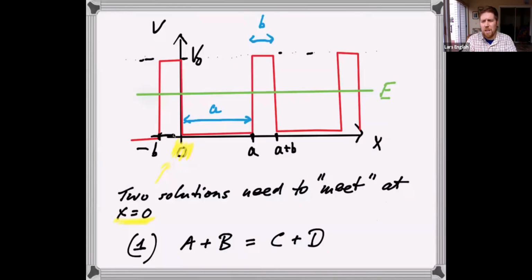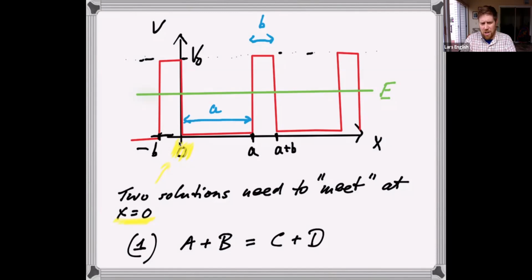We have this array of barriers or array of wells, depending on how you want to look at it. The barriers are of size b and the wells are of size a, and the periodicity of the lattice, therefore, is a plus b. So it repeats after each a plus b. We said we're going to get exponential type solutions in here, and sinusoidal type solutions here, and then we have to splice them together.